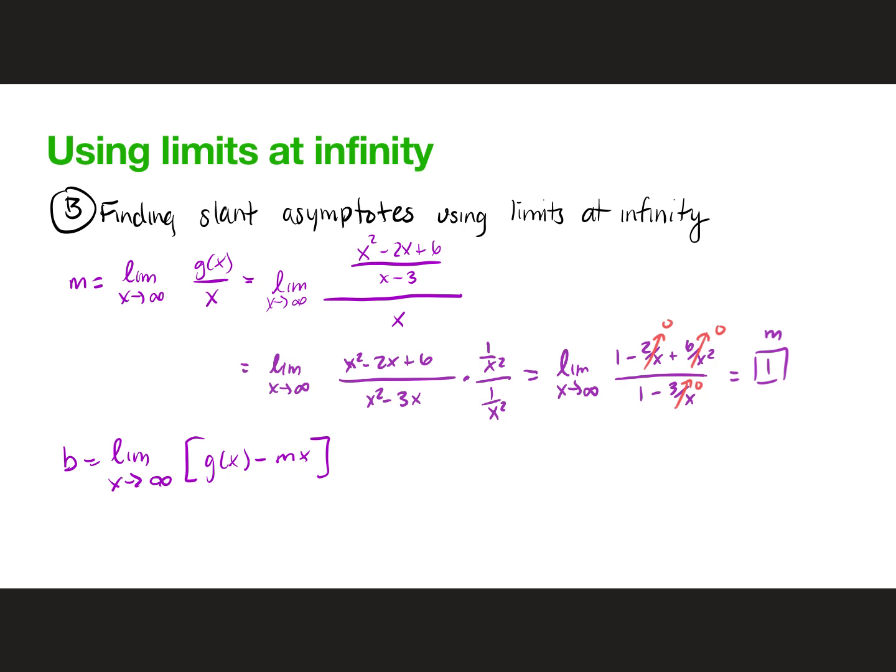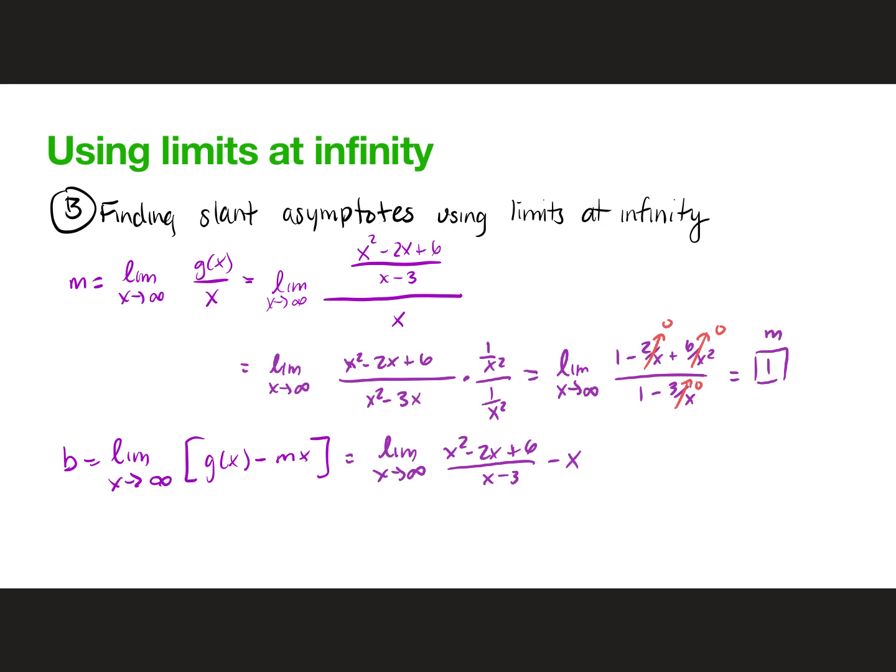To find b, the y-intercept of that line defining the slant asymptote, we will now take the limit as x approaches infinity of our function minus mx. So we need to use the m that we just found above. And so this is the limit as x goes to infinity of our function, x squared minus 2x plus 6 divided by x minus 3, and then we want to subtract away x.